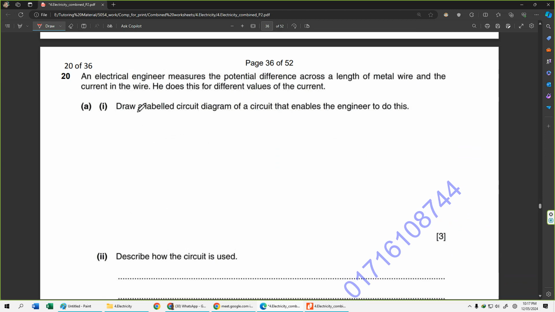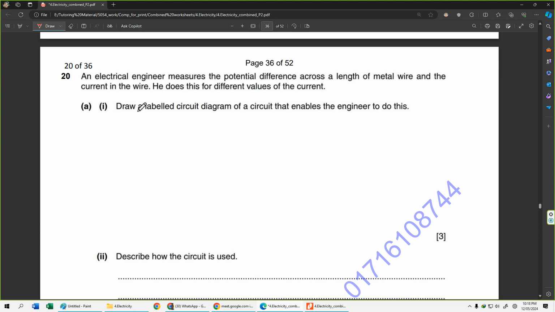আচ্ছা, এই কোশ্চেনটা অ্যাকচুয়ালি ওয়ান্স এগেইন আমাদের এই কোশ্চেনটা তোমাদের পেপার 2 তে আসার সম্ভাবনা অনেক কম, বাট এটা তোমাদের পেপার 4 এ যে লাস্ট কোশ্চেনটা থাকে প্ল্যানিং কোশ্চেন, ওই কোশ্চেনের জন্য আসতে পারে। Take a look at this question, read the question carefully. An electrical engineer measures the potential difference across a length of metal wire and the current in the wire. He does this for different values of current. So he measures the potential difference and he also measures the current, but he has found a way, or he has made a circuit in such a way so that he can change the current of the circuit.